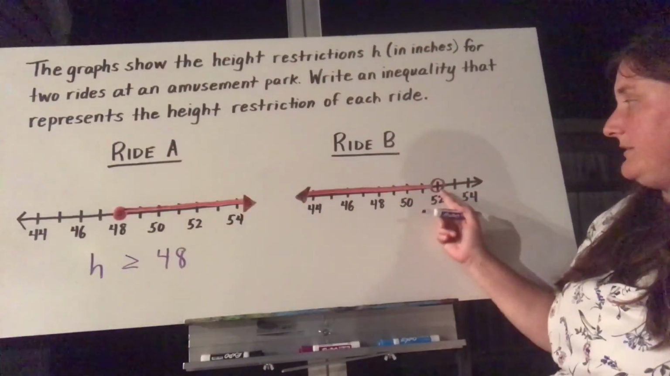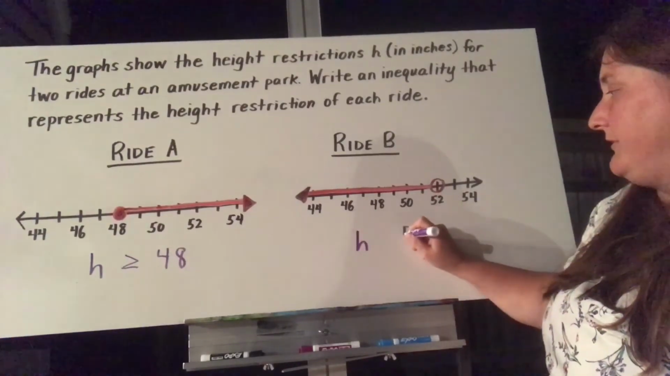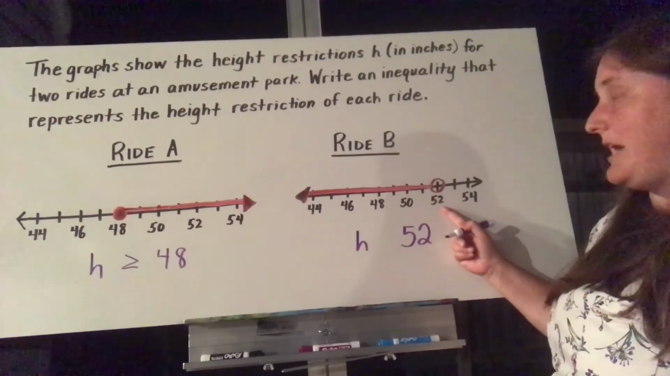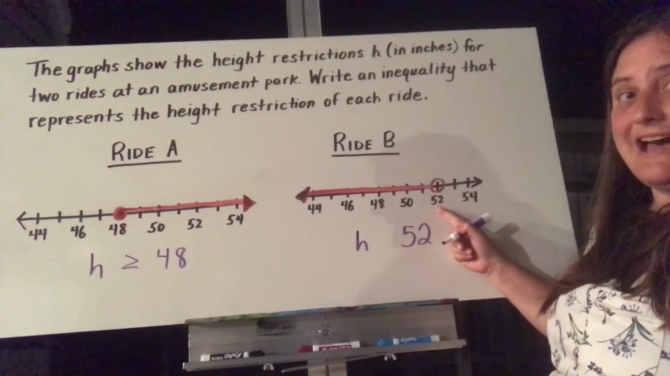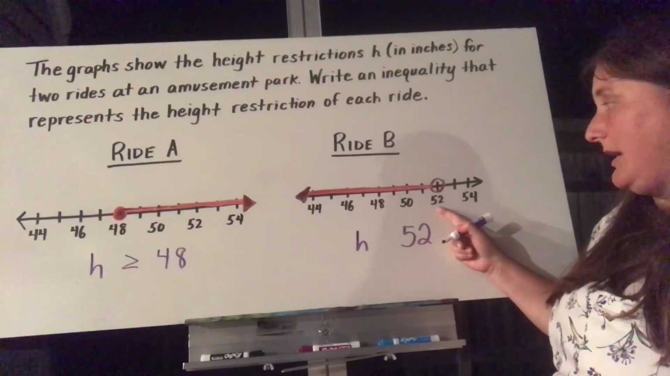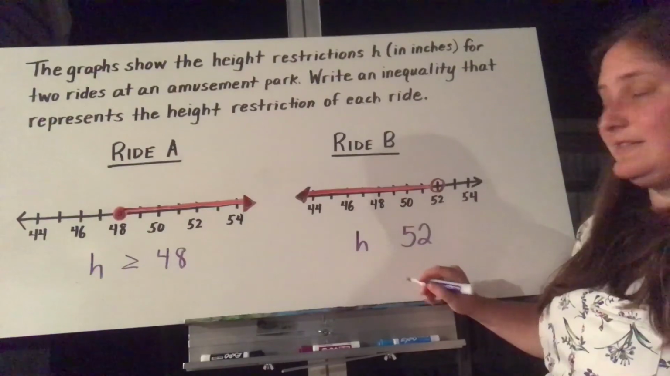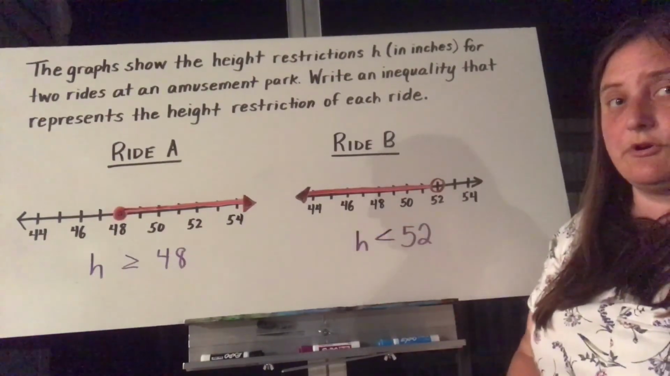For this ride, I see my circle is at 52. So the height is being compared to 52. But this time, if you're exactly 52 inches, you're not allowed to ride because the circle is open. 52 is not a solution for this inequality. I have to be less than 52. So in this case, these heights have to be less than 52 inches in order to ride the ride.